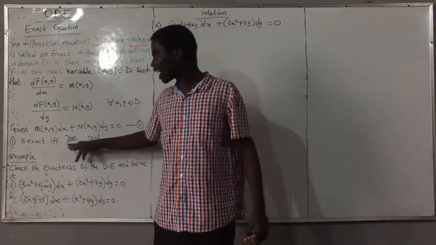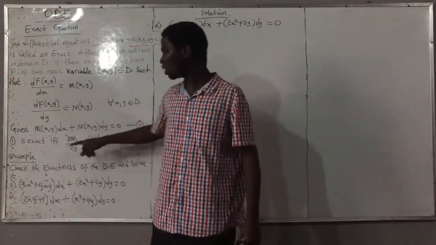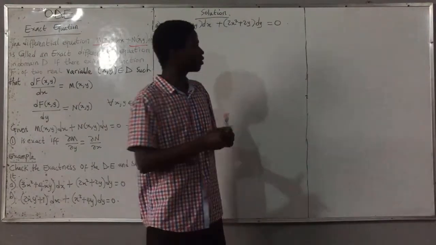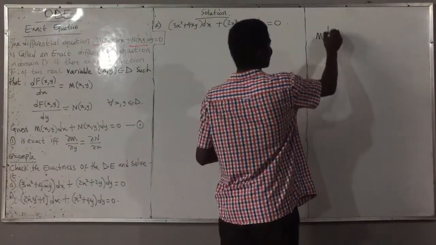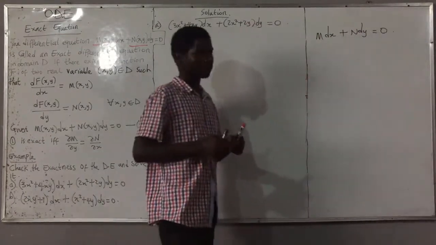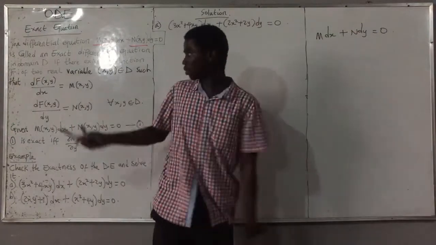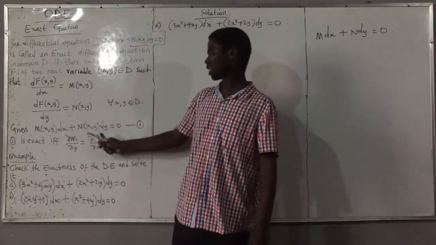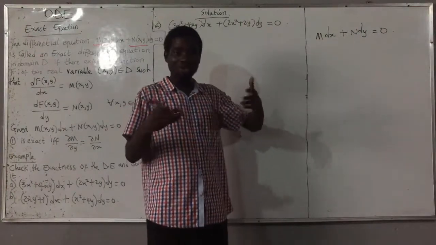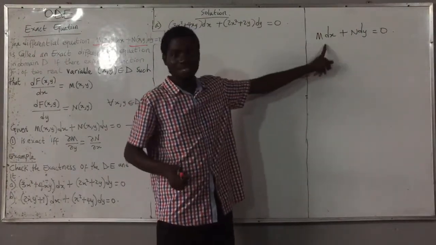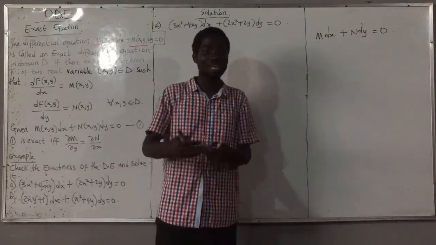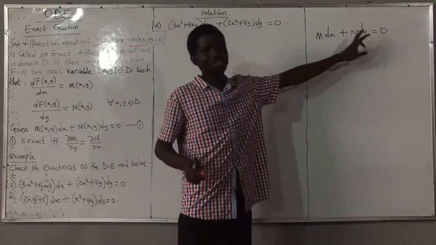Now a differential equation is exact if and only if the M dy, what is the M? When you have M dx plus N dy equals 0, this M is a function of x and y, M(x,y) dx plus N(x,y) dy. The coefficient of dx is called M. Of course, it's not a coefficient, it's a function of x and y. The coefficient of dy is called N.